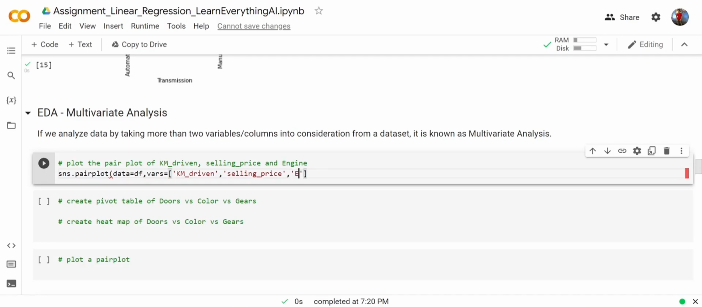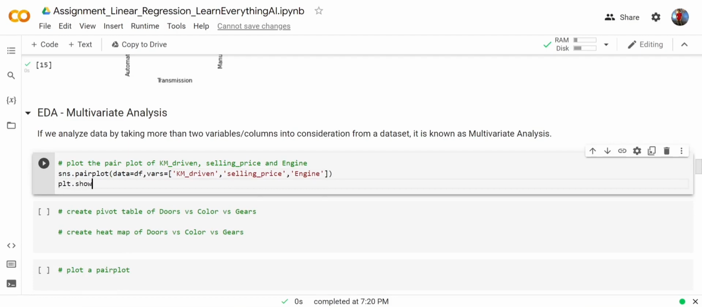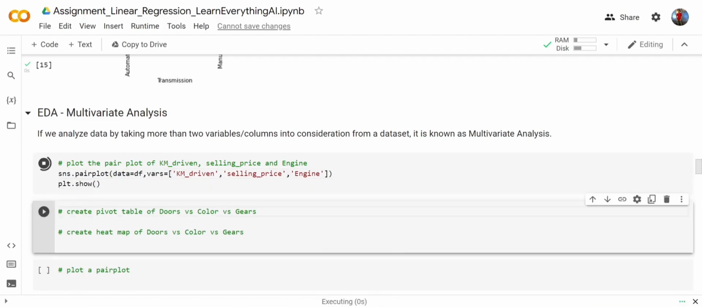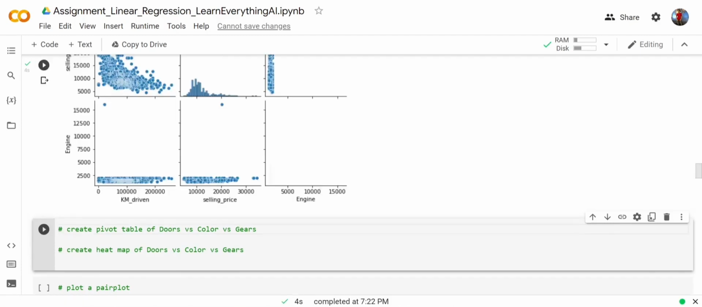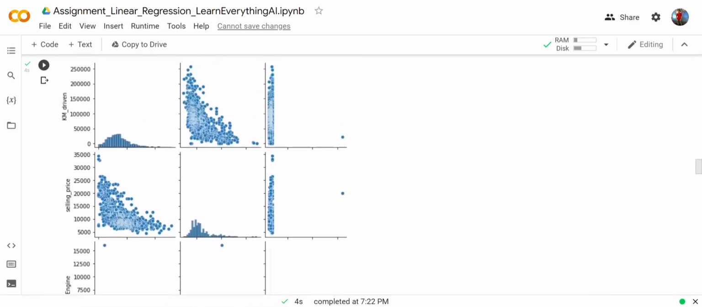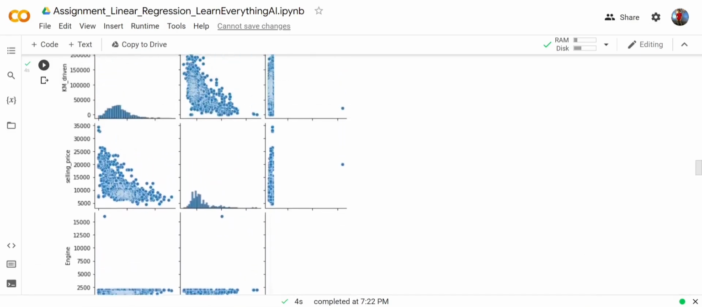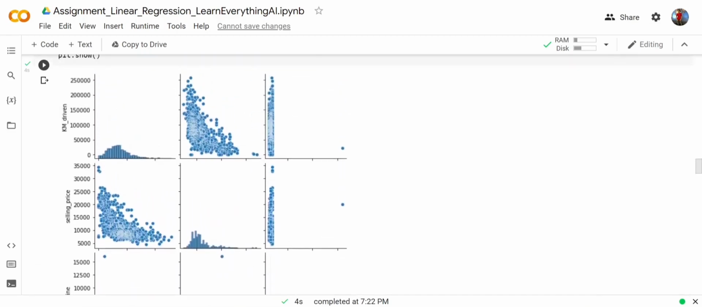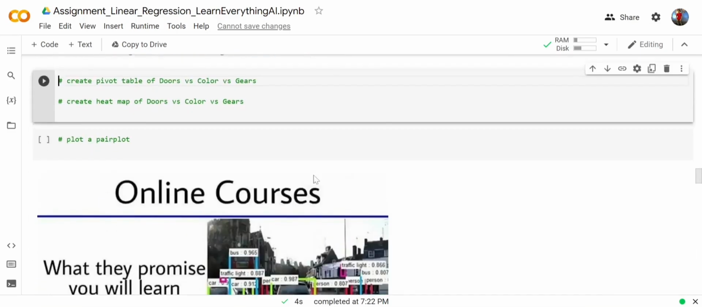And then we say engine. So we are plotting the pair plots to see how exactly all these three variables fare with each other. So as we can see, the selling price with the kilometer driven has a very good relationship. We can make use of it a lot. And the other variables are not really that significant in making us understand more about the data.